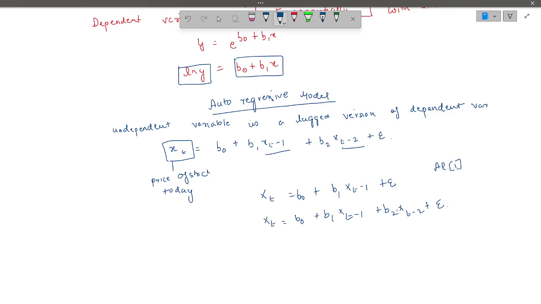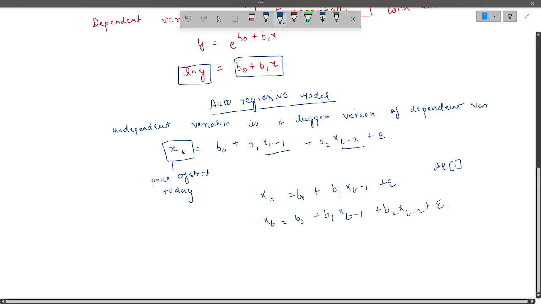Now this is an AR2 model, right? Because we are using the first and the second lag of the dependent variable as the independent variable. So you can have as many lags as possible. So this one is AR1, this is AR2. This is known as the order of the model. If you are using only one lag, the AR model has an order of 1. If you are using 2 lags, the AR model has an order of 2, and you can use as many lag variables as well.